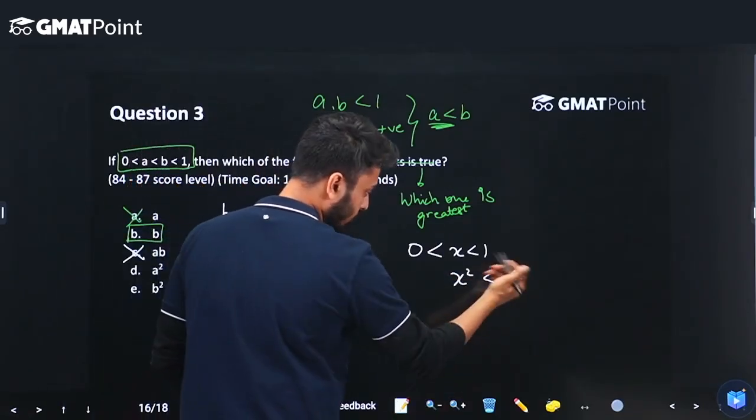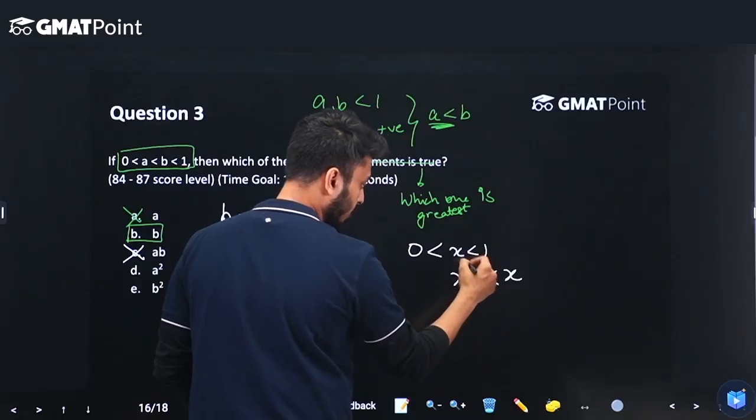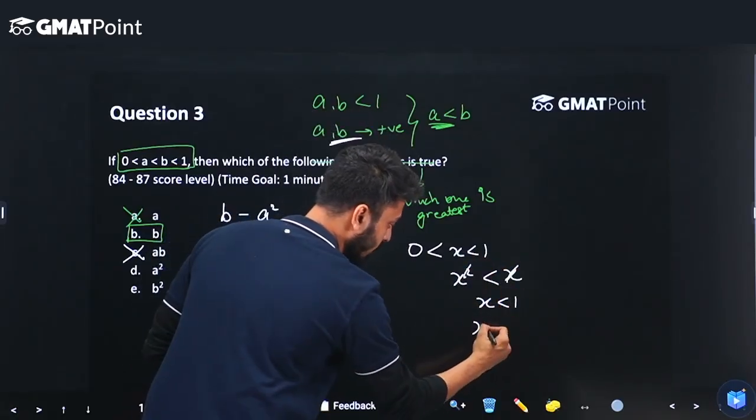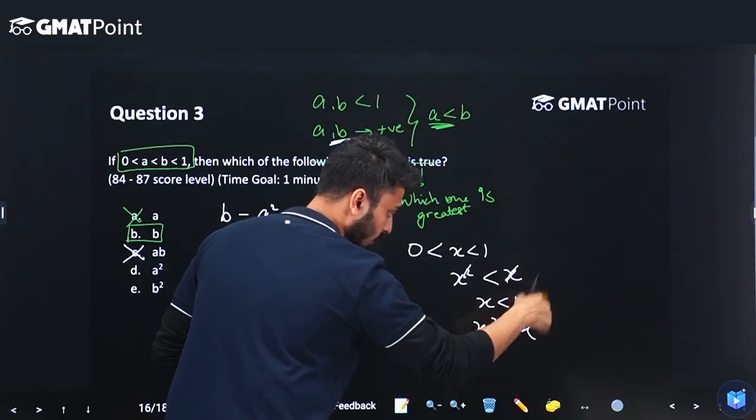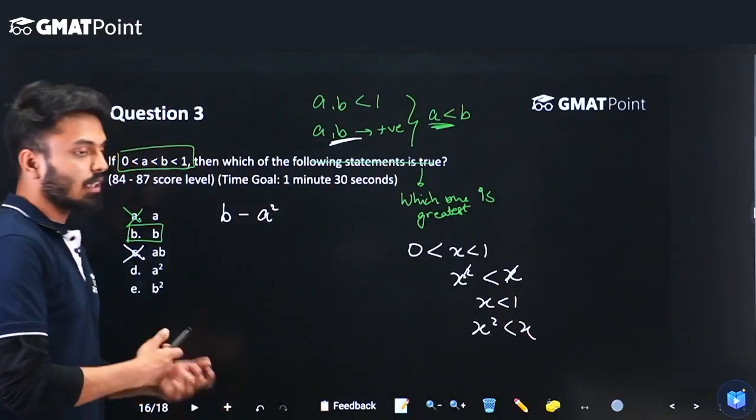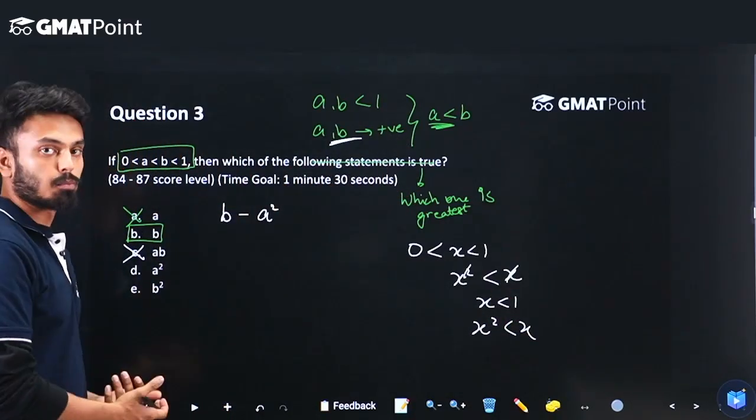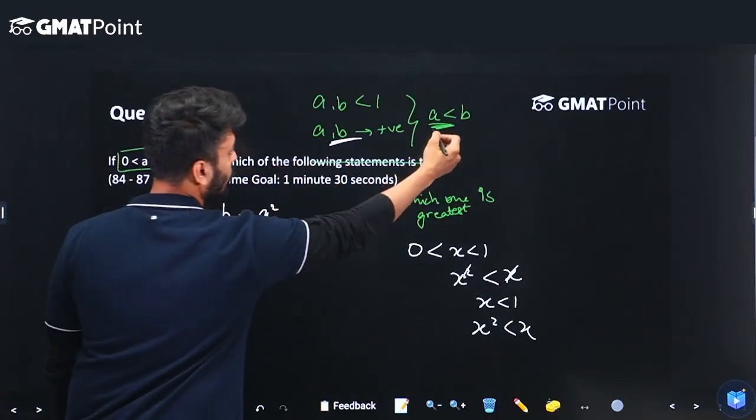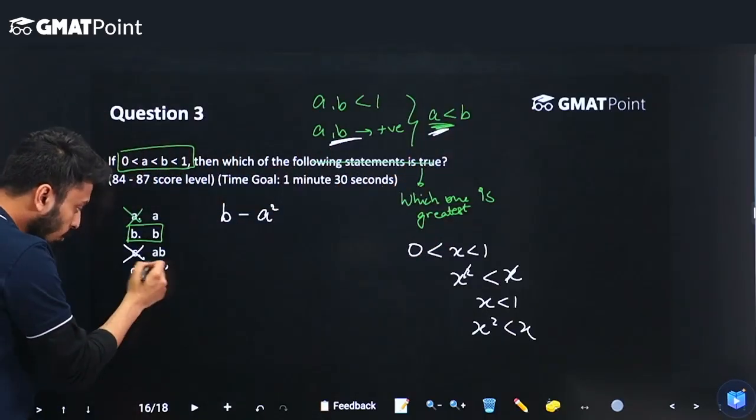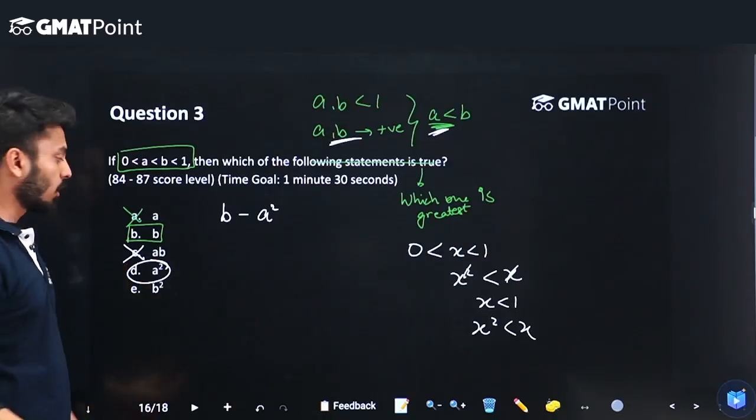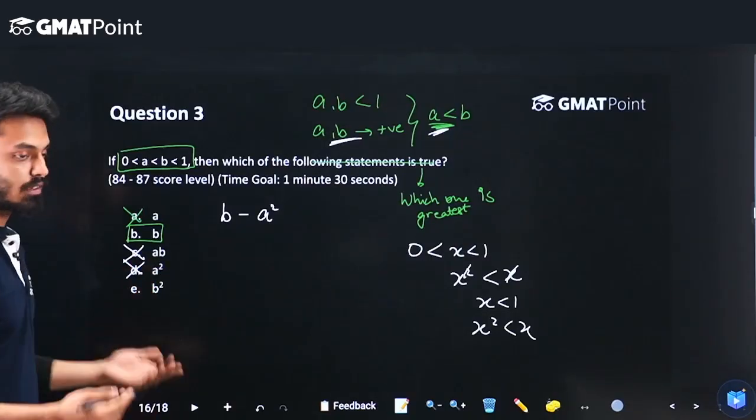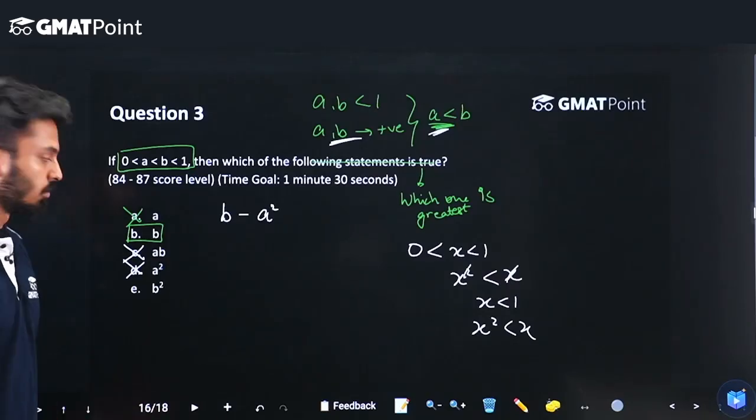And again, we can simply test this, since x is positive, I can cancel it out and I get x less than 1. Multiplying both sides, I get x squared less than x. So we can see the logic over here. Basically, anytime you square a number between 0 and 1, you get an even smaller number. First thing, I know A is smaller than B from here. Now I'm squaring A as well, so I'm getting an even smaller number. So option D definitely cannot be the answer because A is less than B and A squared is even smaller.